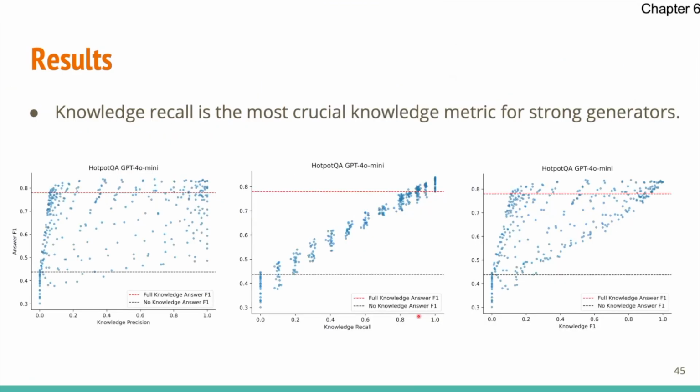So our next observation is that knowledge recall is the most crucial knowledge metric for strong generators. Taking GPT-4o mini on HotpotQA as an example, this trend is very obvious. Knowledge recall, this one is very clear to see the trend.